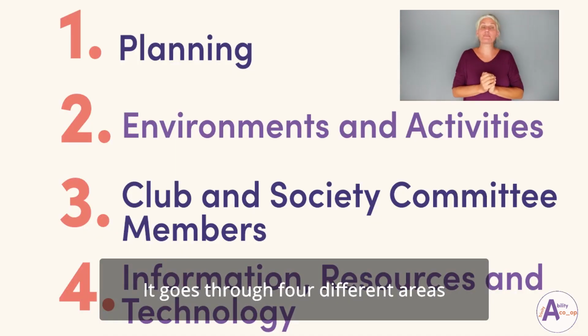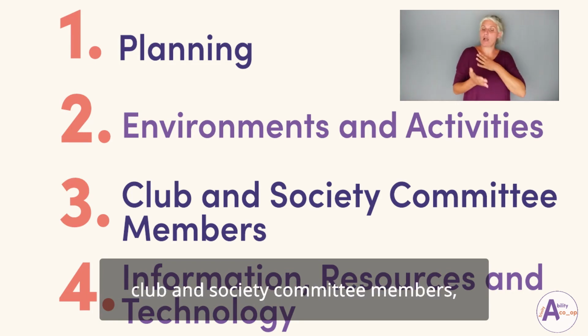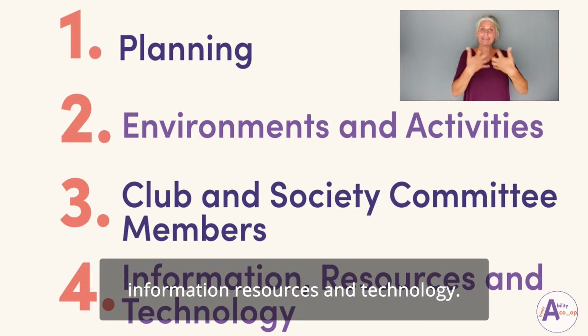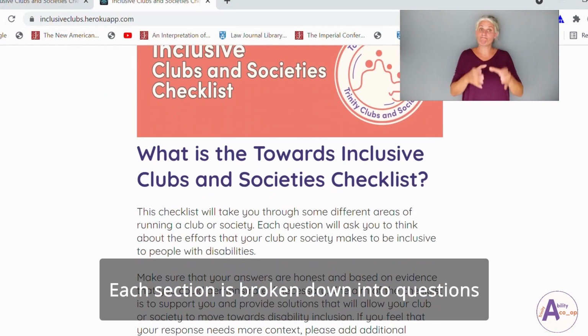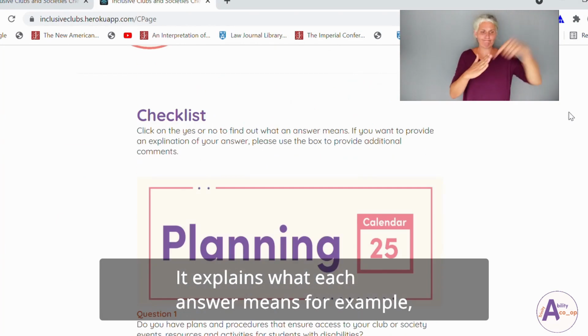It goes through 4 different areas of inclusive clubs and societies: planning, environments and activities, club and society committee members, information resources and technology. Each section is broken down into questions with a yes or no answer. It explains what each answer means.